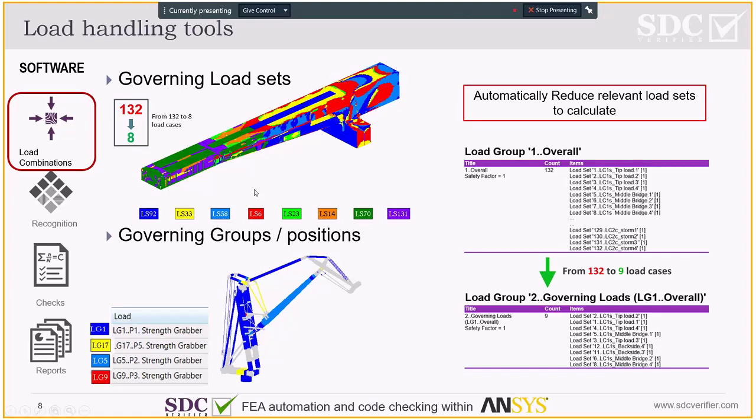The red one is load set 6, which is causing the problems in this area, or the highest results in this area. So this helps you to reduce, for example, here we had 132 load sets, to reduce the amount of load cases to 8 or 9 as here, and to show which are the most crucial for your model.